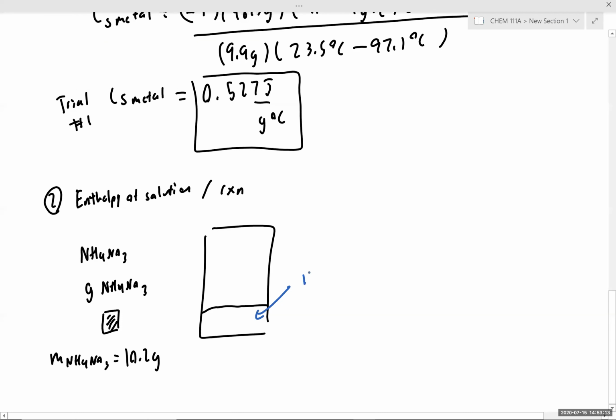We then took our calorimeter and we filled it with what mass of water? So what mass of water did we have in our calorimeter? 9.8 grams, okay. And what was the initial temperature of our water? No, no, no. This is the cold pack. Ammonium nitrate is our cold pack. So the initial temperature of our water is 23.5 degrees Celsius.